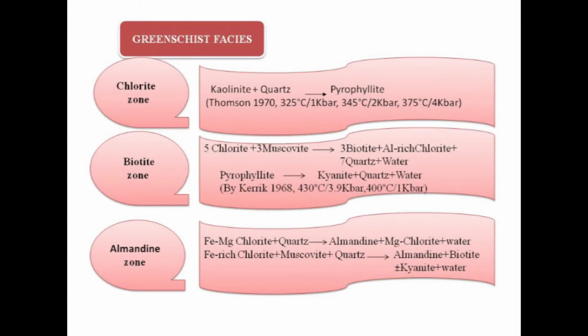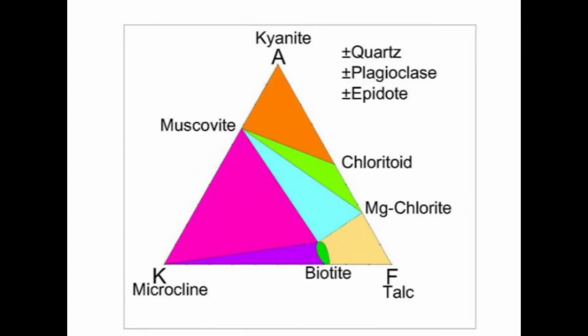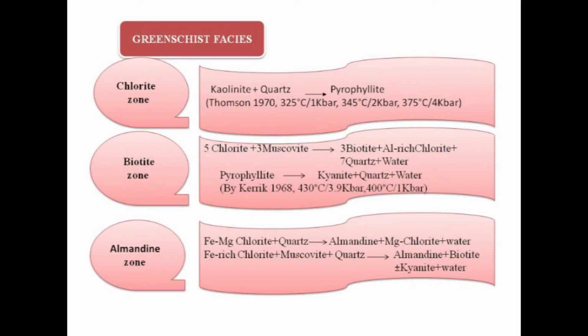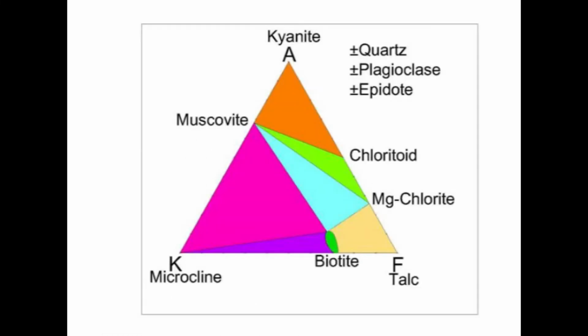Kyanite appears in place of pyrophyllite by the reaction pyrophyllite gives rise to kyanite plus quartz plus water. This reaction was carried out by Carrick in 1968 at 430 degree centigrade, 3.9 kilobar, and 400 degree centigrade, 1 kilobar.